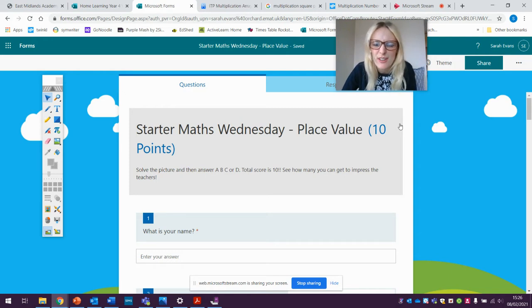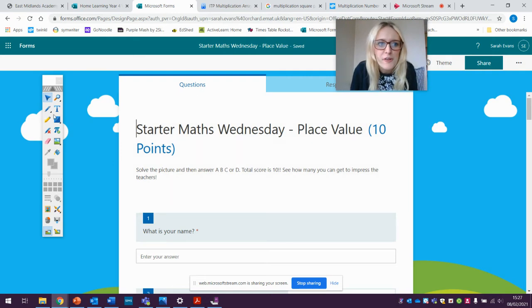I'm just going to talk you through a little bit of it today, as we are continuing with area, but it's a little bit more complicated today than just counting squares. So you are going to start off with your form. It's about place value.